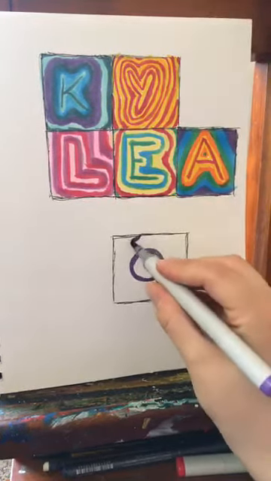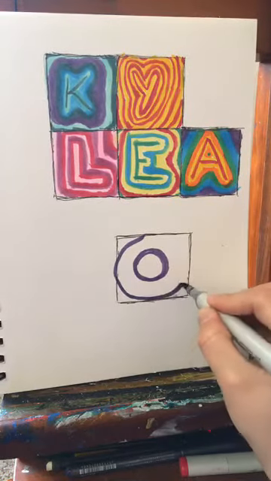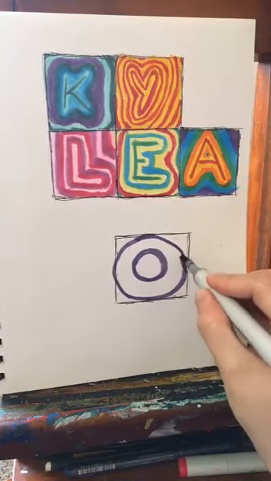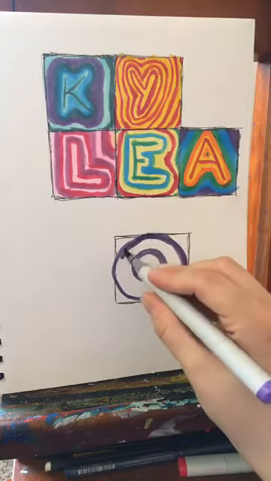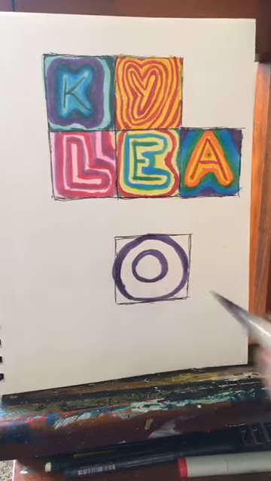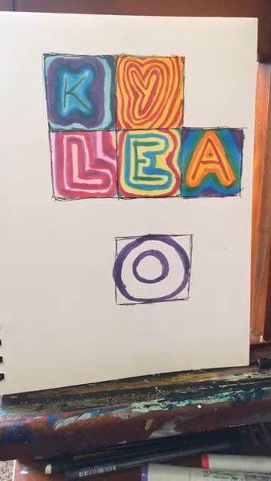So I'm going to start with some purples. And again, this one I'm just doing loose and messy, because this is kind of similar to how Wassily did it. So we're going to do that. I'm going to stick with purples, reds.